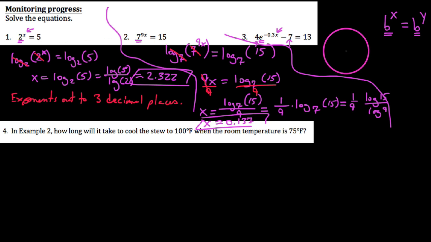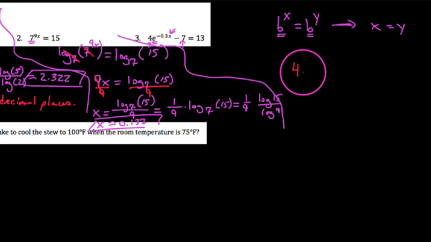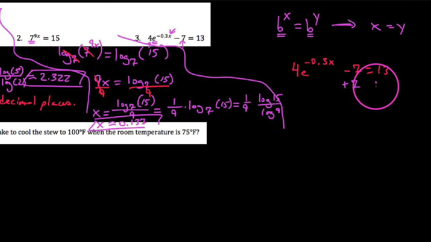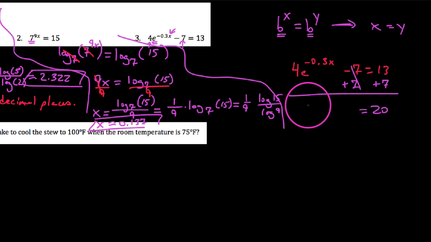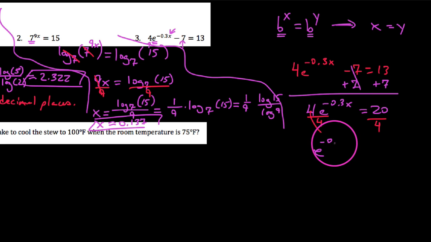So let's go ahead and isolate the base. I'm going to rip this out to the side here. We say 4e to the negative 0.3x minus 7 is equal to 13. We'll add 7 to both sides of this equation, so of course we get 20 on the right-hand side. We say 20 is equal to 4e to the negative 3/10 x, and then we're going to divide both sides by 4.